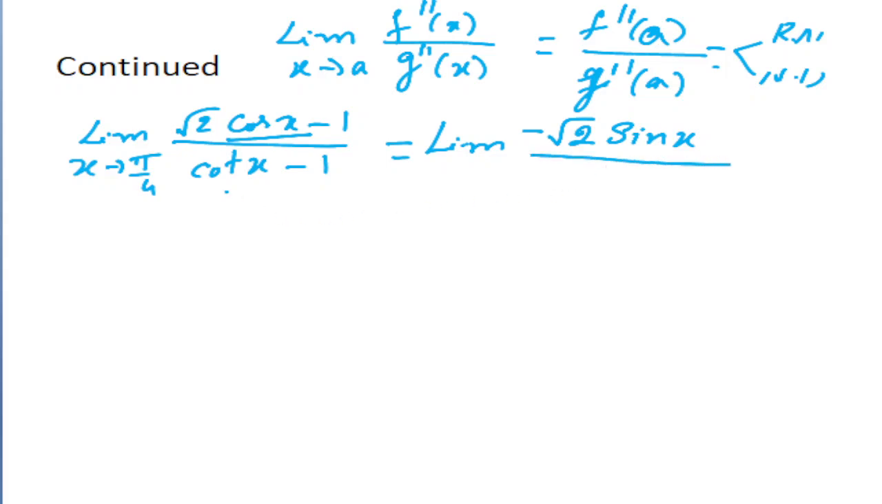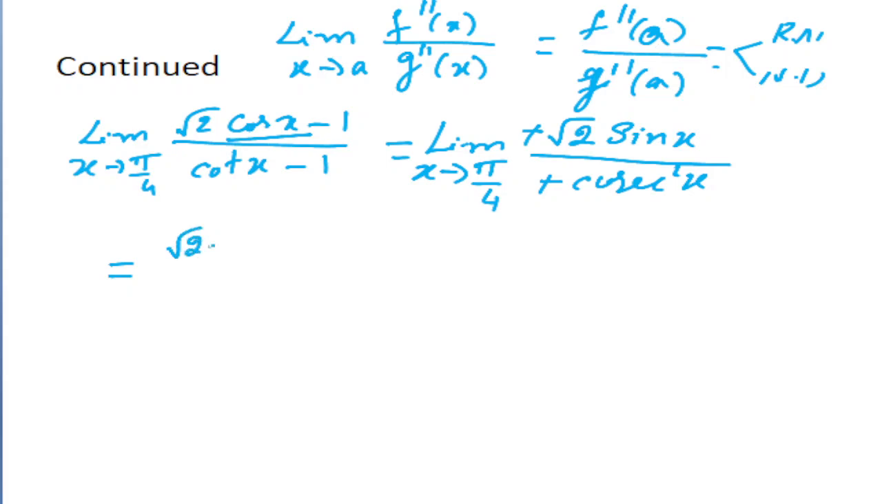Constant differentiation is 0. Similarly, in the denominator cot x is there. Cot x differentiation is minus cosecant square x. Minus 1 differentiation, again friends, it is 0. And as x tends to pi by 4. Now minus and minus will get cancelled. Now let us apply and check out. Let us apply limit now here. We have differentiated once. We have applied L'Hospital rule.